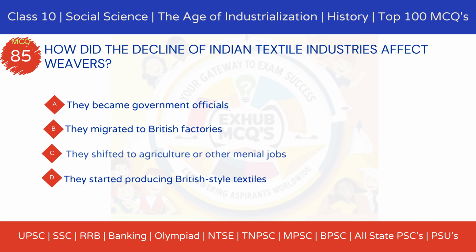MCQ 85. How did the decline of Indian textile industries affect weavers? Option A. They became government officials. Option B. They migrated to British factories. Option C. They shifted to agriculture or other menial jobs. Option D. They started producing British-style textiles.